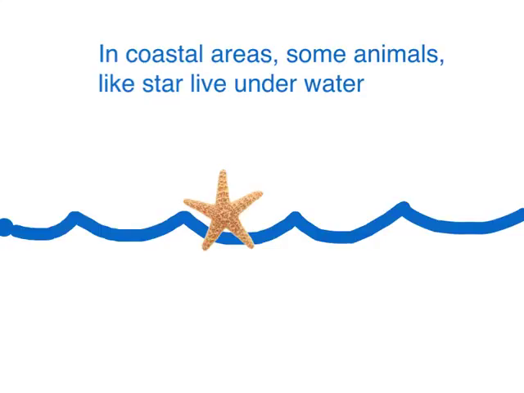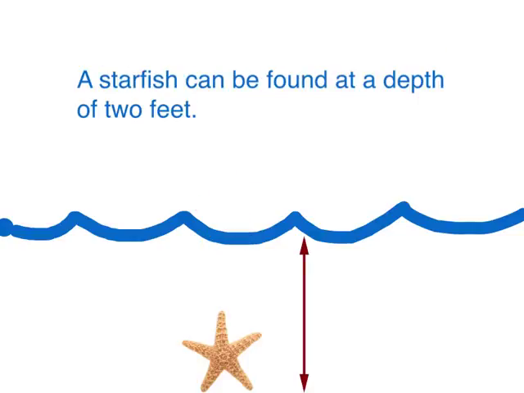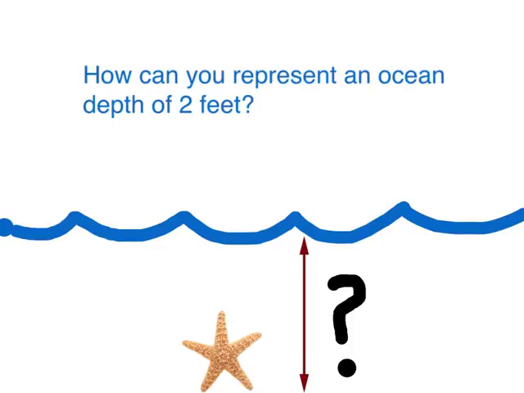For example, in coastal regions, some animals live above sea level and other animals live in the ocean. A sea star can be found at an ocean depth of 2 feet. How can you represent an ocean depth of 2 feet? In this particular problem, the information that you know is that the starfish lives at a depth of 2 feet, which means that is 2 feet under water. So how can you find a number to represent an ocean depth of 2 feet?